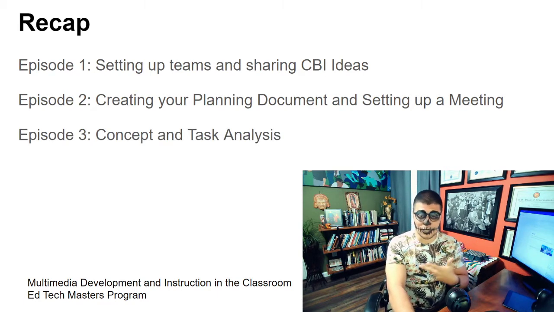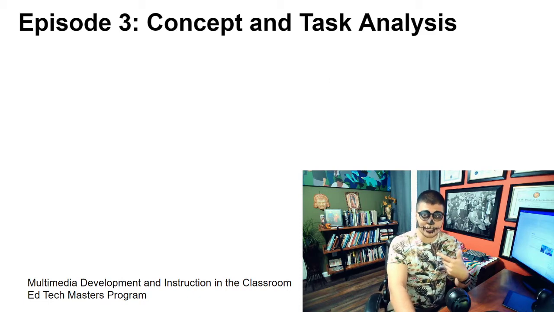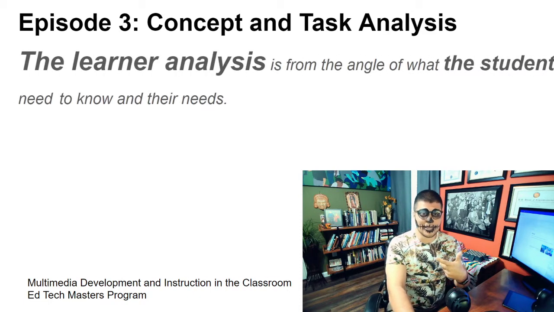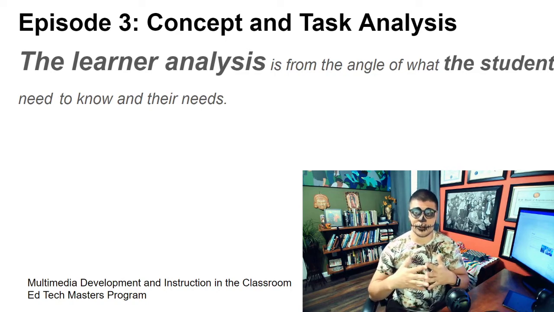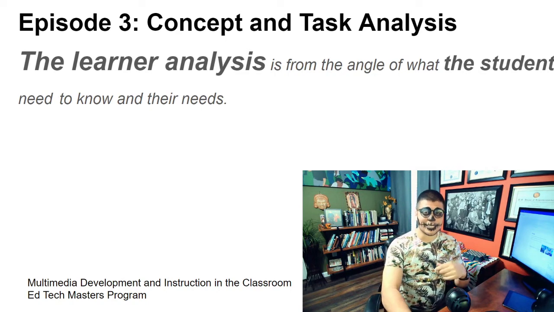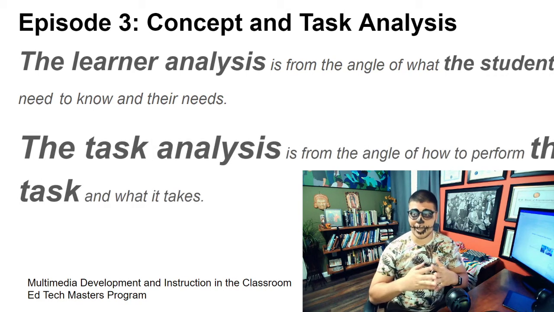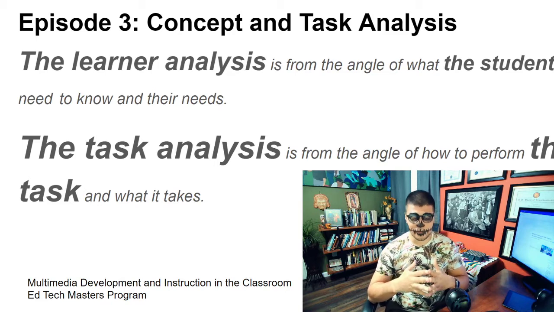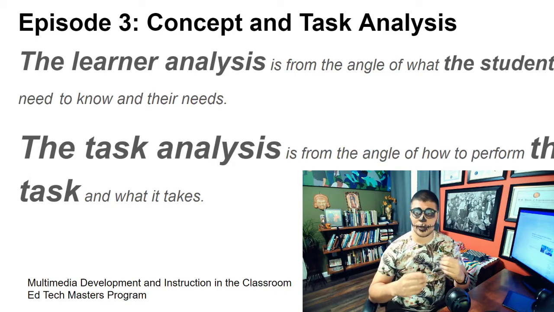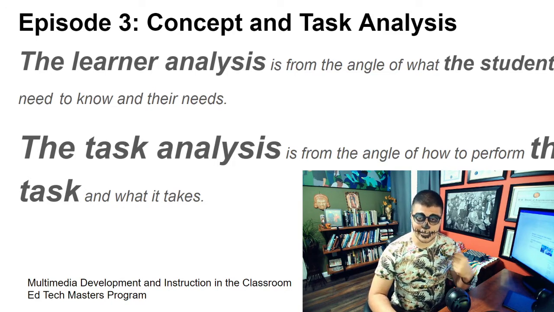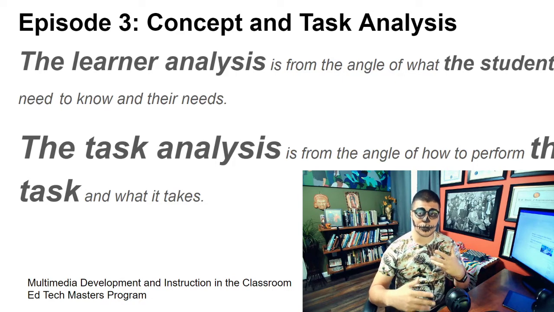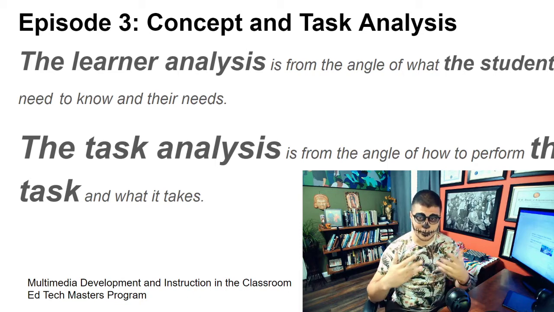Now, this week, we're going to start to focus on the concept and the task analysis. So with the concept and task analysis, the way that I consider it is that the learner analysis is from the angle of what the students need to know and their needs. The task analysis is from the angle of how to perform the task and what it takes. So when we begin to think about the equity issues that we had talked about in 518A, this becomes our first opportunity to begin to apply these ideas as we design our own CBI project.